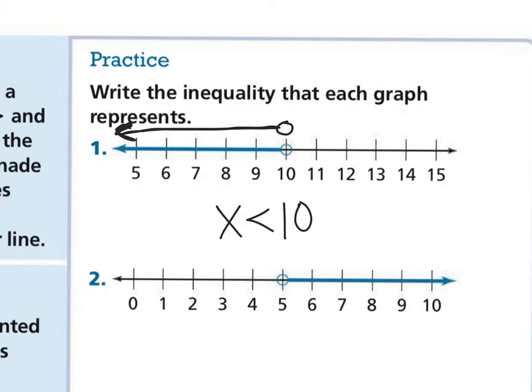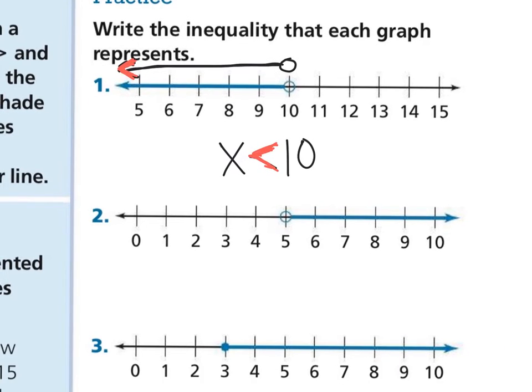And we've talked about it. If you have your variable on the left side of your inequality, the arrow on the end of your answer should look the same as the inequality in your answer. Number 2, we've got an open circle at 5 and going to the right.